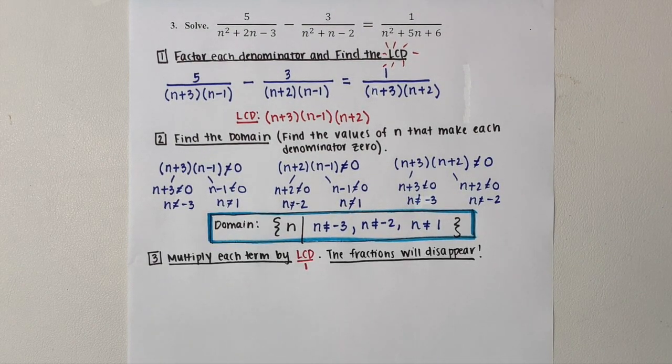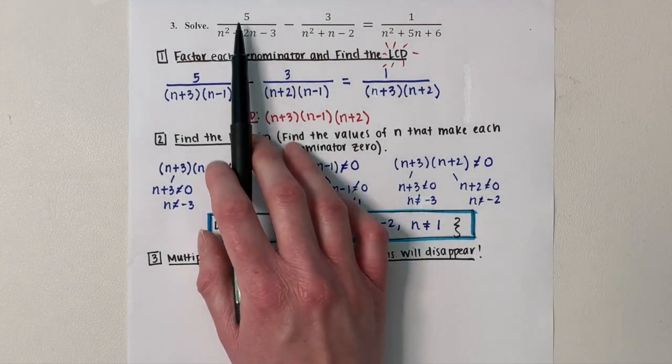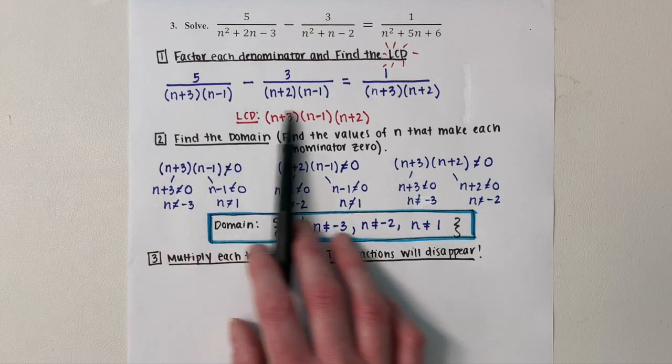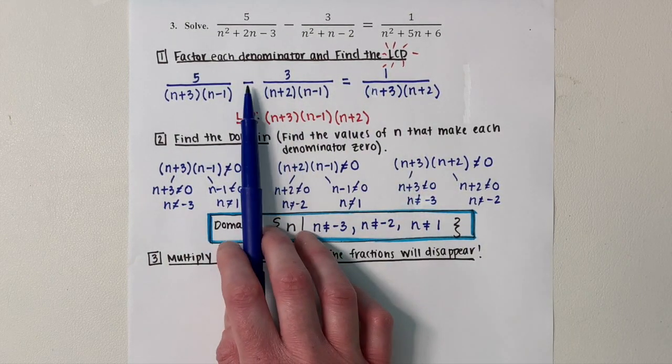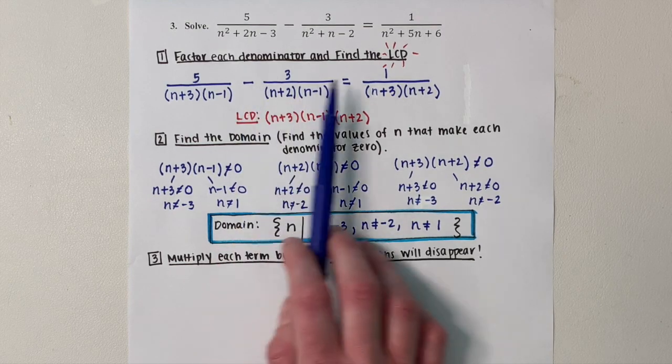For step 3, we're going to multiply each term of the equation by the LCD over 1, and the fractions will disappear. So again, we're not looking at the original problem anymore. We're always looking at this factored form. Again, a term is a quantity being separated by an addition or subtraction sign outside of parentheses or an equal sign.